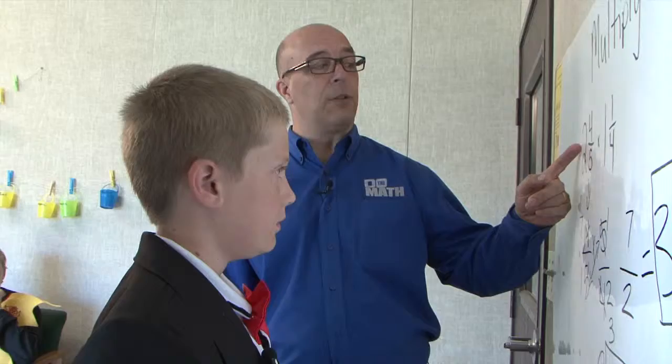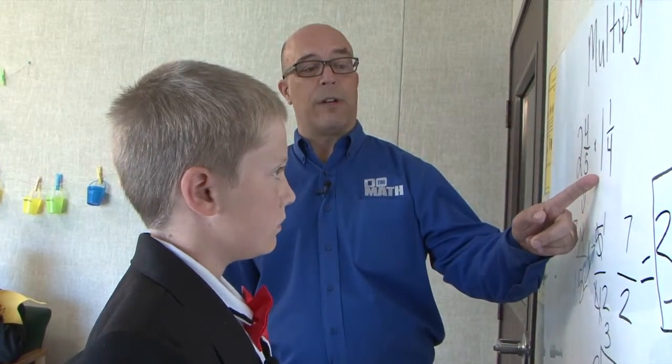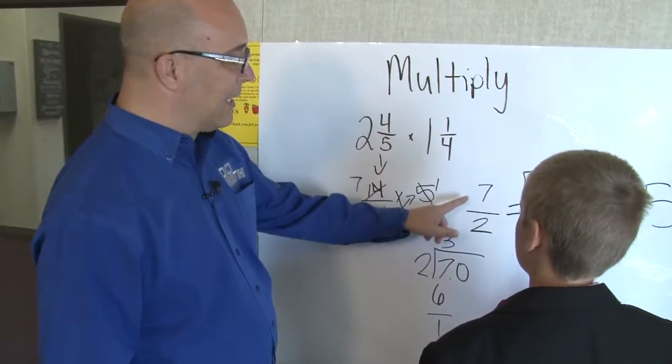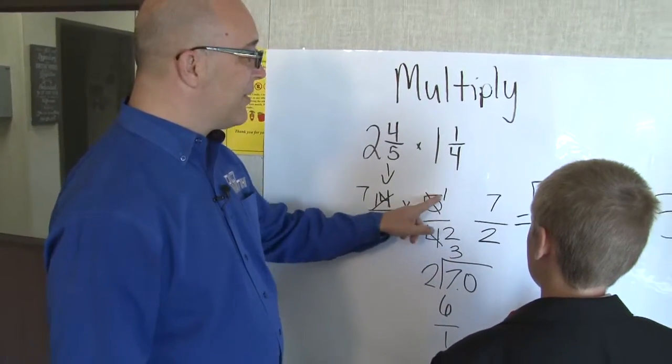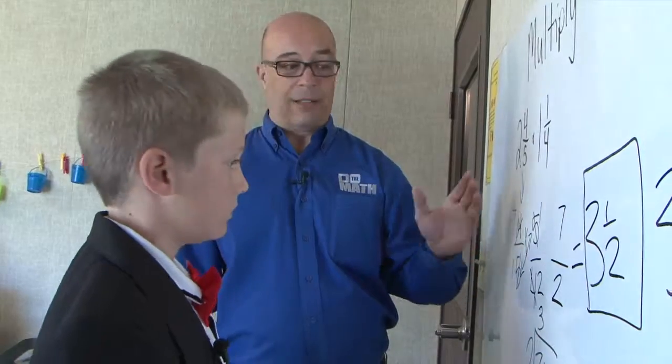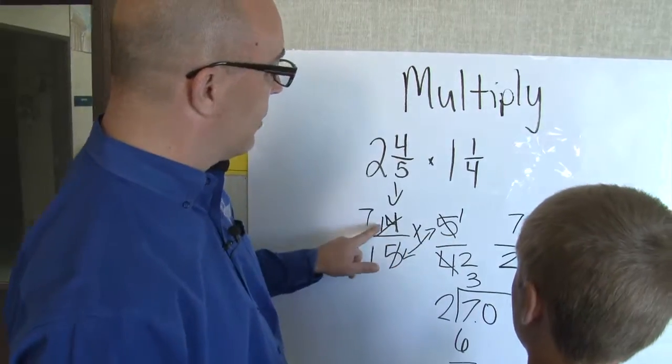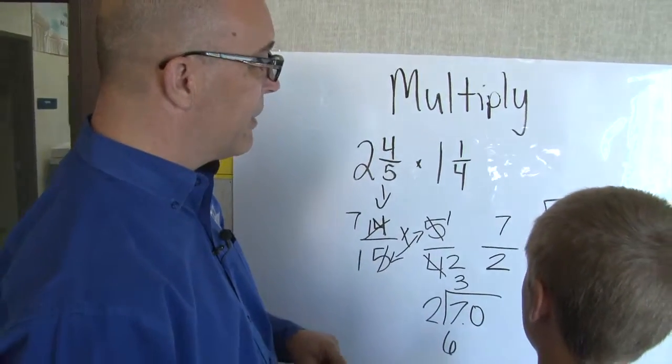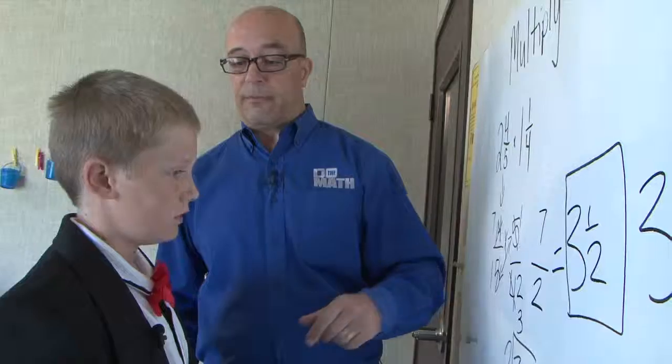So we multiplied 2 4/5 times 1 1/4. We knew it came out to be 7 over 2 because of the simplifying first, right? Otherwise, we would have had 70 over 20. Yeah, 70 over 20, which would have just been a lot harder.